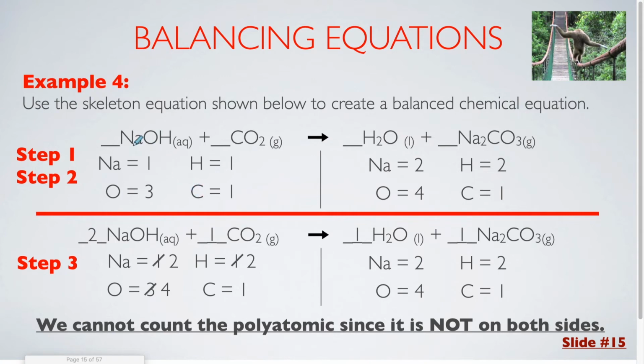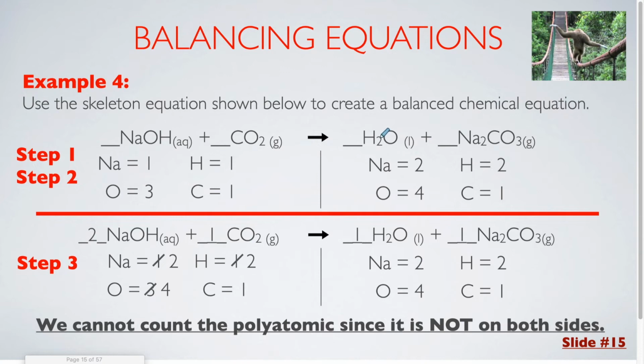So to start off with, I have 1 sodium, I have 3 oxygens, because 1 here and 2 there, and I have 1 hydrogen and 1 carbon. On the right side of the arrow, I have 2 sodiums, because there's a subscript of 2 here. I have a total of 4 oxygens, because there's 1 there and 3 there. I have 1 carbon, and then 2 hydrogens.